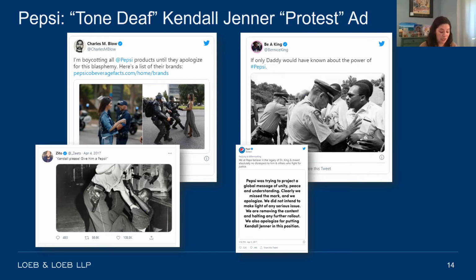Pepsi apologized and pulled the ads. Their statement was that Pepsi was trying to project a global message of unity and peace and understanding, and clearly we missed the mark and we apologize. We did not intend to make light of a serious issue. In addition to that, Kendall Jenner also apologized during her television show, Keeping Up with the Kardashians.